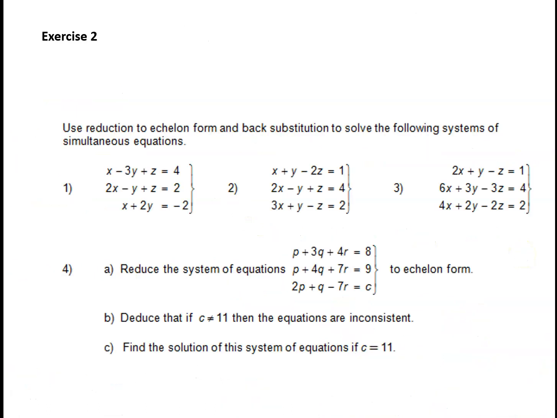So at this stage, here is another exercise of a few questions for you to work on. And in this case, you will find that some of the equations end up as 0z equals 5 or 0z equals 0 situations where you're going to have to be a little bit careful. So pause the video and have a go at least a couple of these questions.